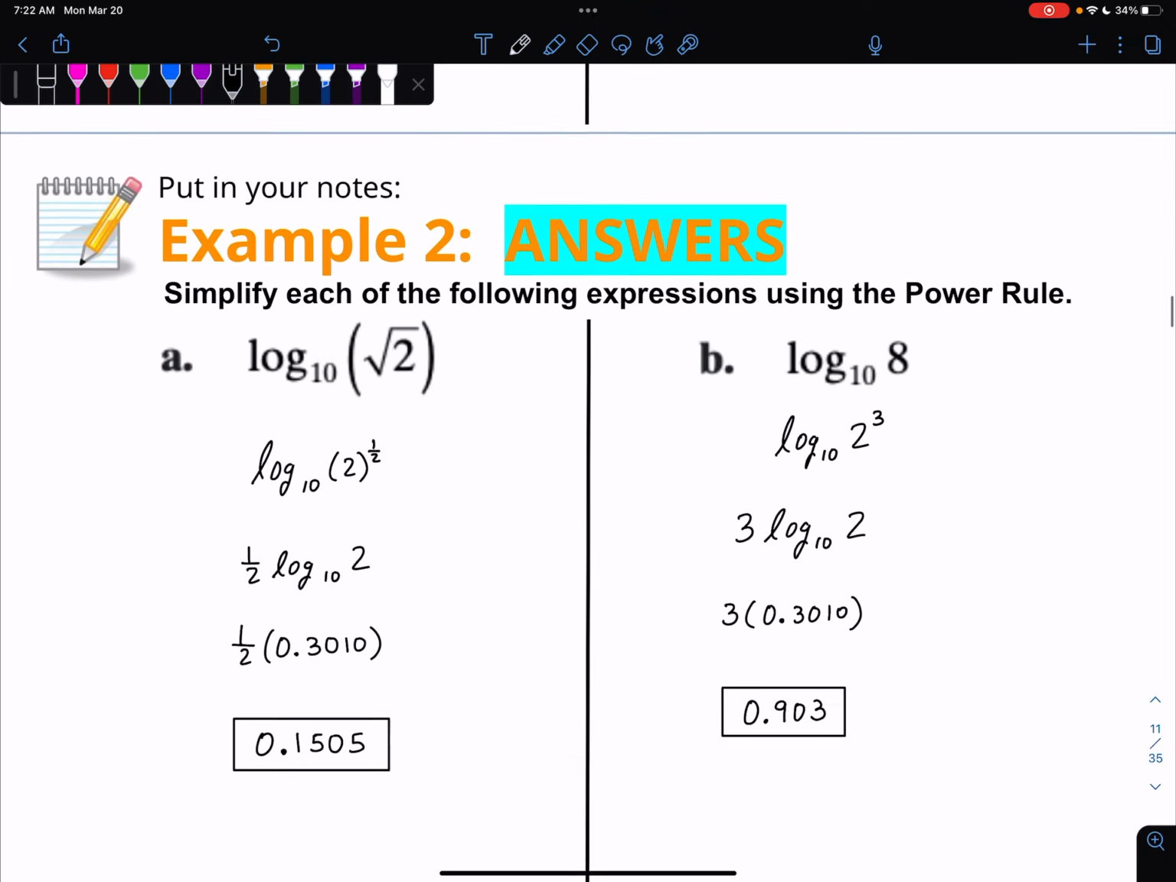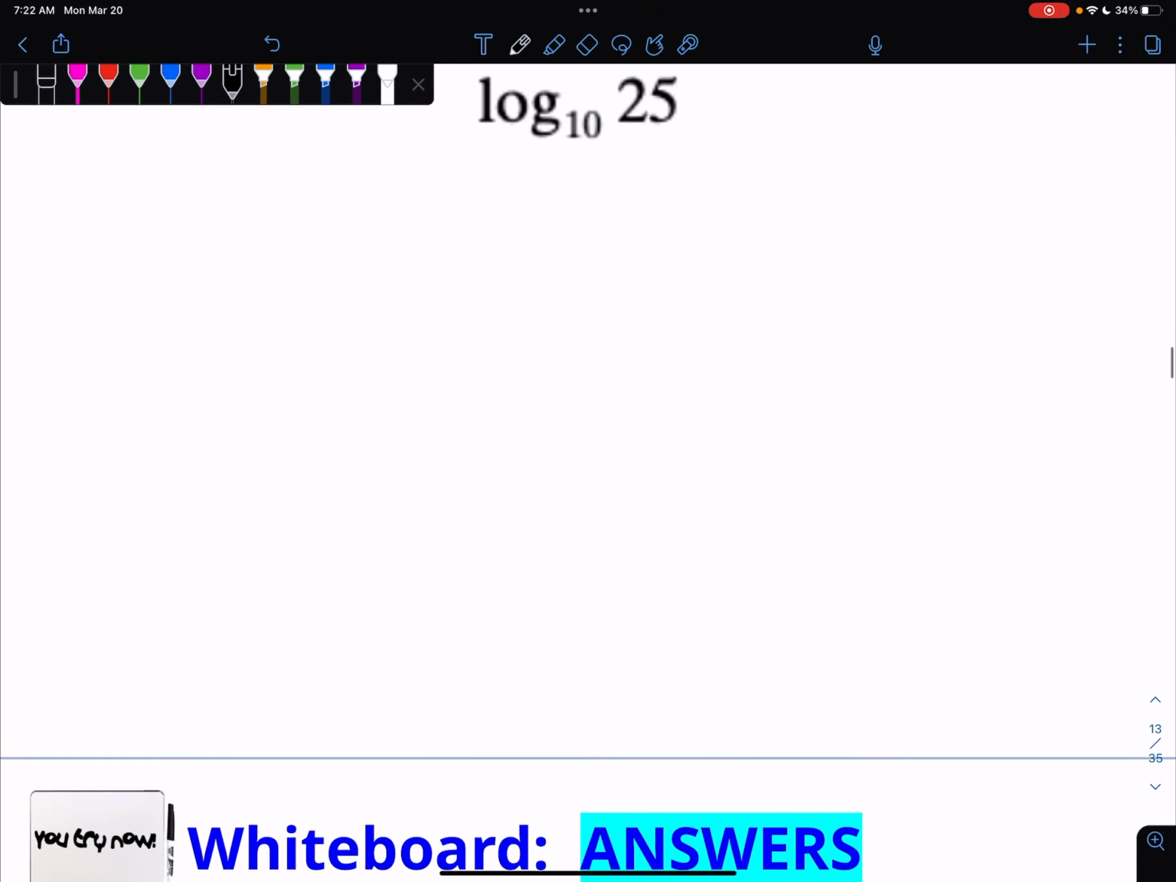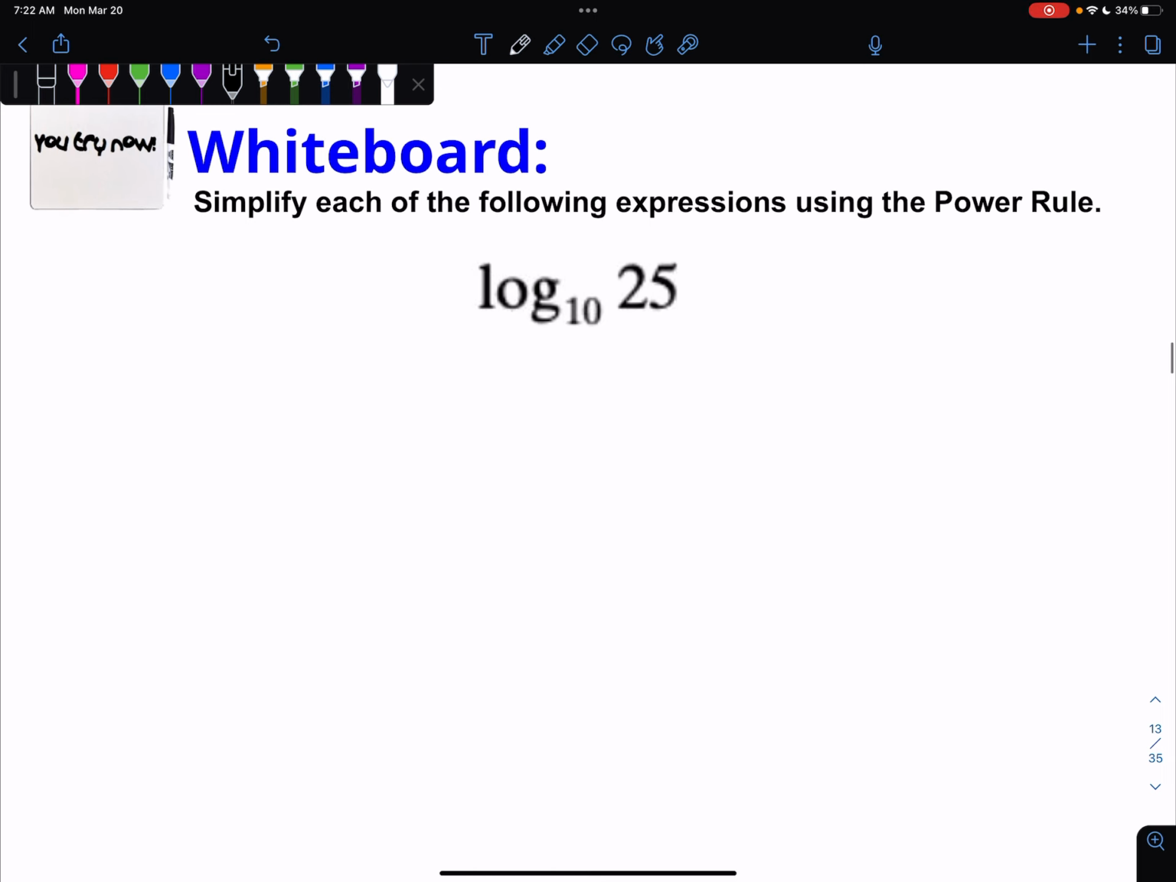All right, we're going to go ahead and practice this with a whiteboard problem. So it's just one whiteboard problem this time. I'm going to have you go ahead and pause. When you're done, give a thumbs up so we can move forward. Okay, go for it.